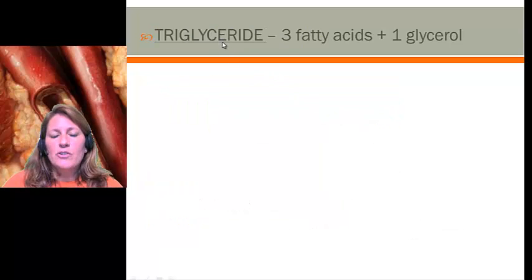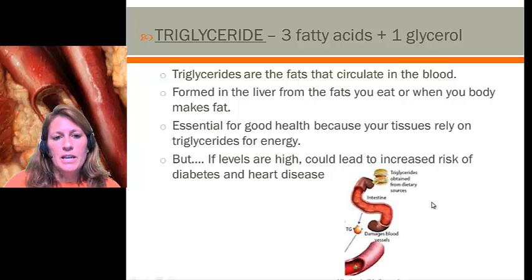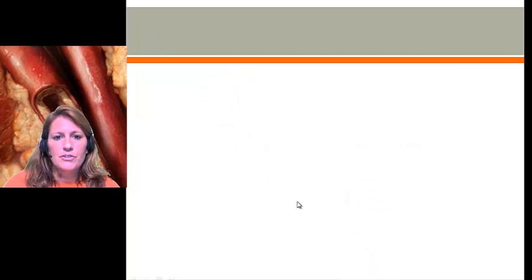One lipid is a triglyceride. This one has 3 fatty acids and 1 glycerol. Triglycerides are the fats. It's going to circulate in your blood. It's formed by the liver, so anytime you eat something that has a lot of fat in it, then your body's either going to use it or store it. We do need it for our tissues, because it helps to build our tissues. But like anything, if you have too much of a good thing, then it could lead to problems, in this case, diabetes or heart disease. It starts to accumulate and causing distress.